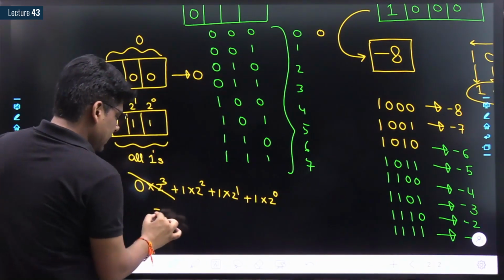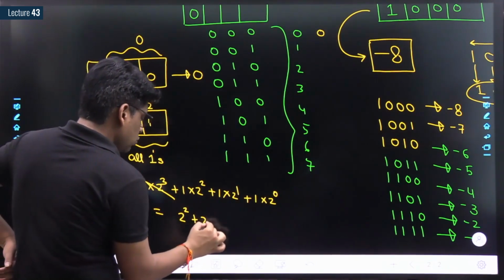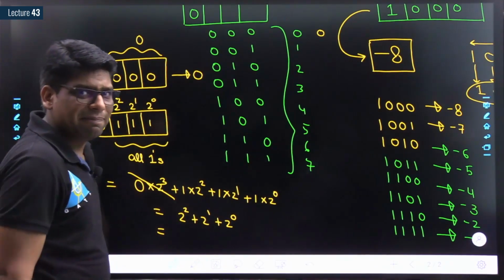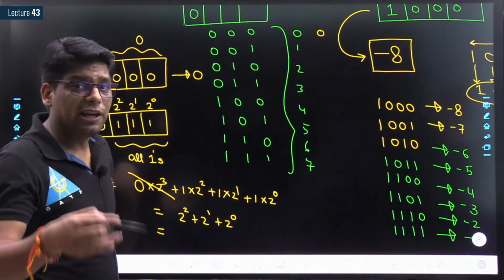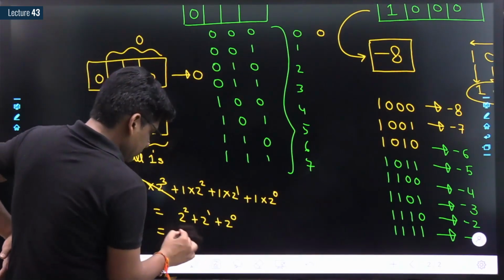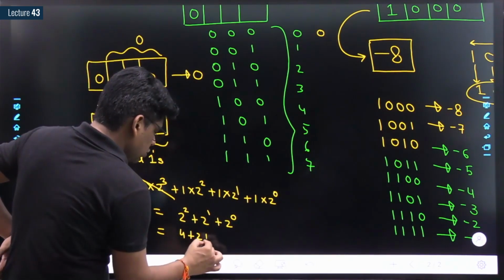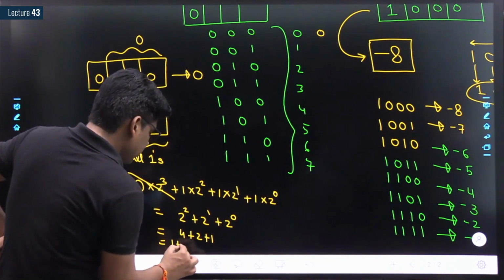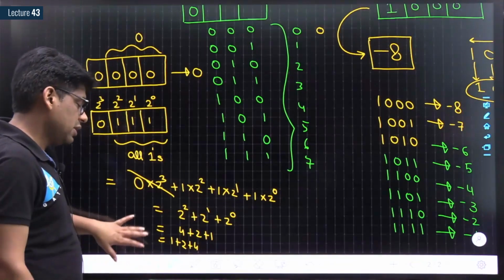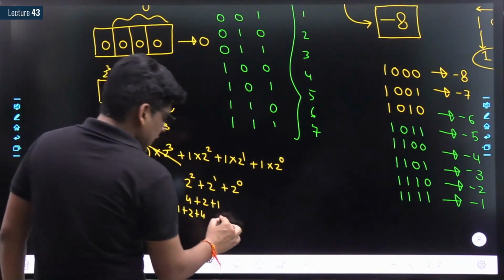Can I say it is nothing but 2 to the power 2 plus 2 to the power 1 plus 2 to the power 0? Isn't it a GP, geometric progression of 3 terms with common ratio 2? If I write it like this, try to understand: 4 plus 2 plus 1. Can I write it as 1 plus 2 plus 4? Sir, it is a GP with 3 terms and the common ratio is 2. So what is the answer?